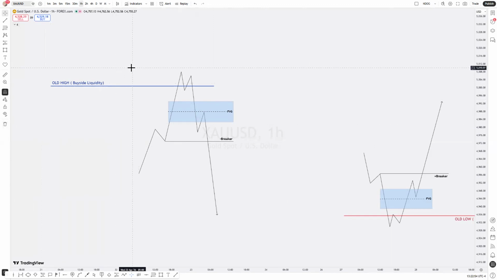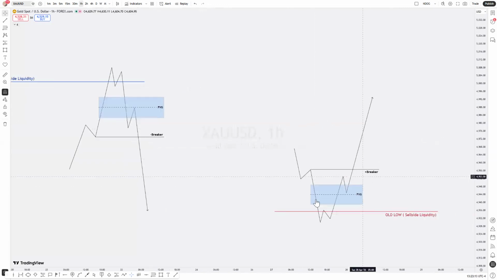So this diagram illustrates the sell scenario, whereby price takes buy side liquidity, breaks structure, reverses, retests, or should I say inverses a fair value gap around this region, and that could be an entry point. Or you can wait for price to retest the breaker after it invalidates the order block, and you can use that for entry.